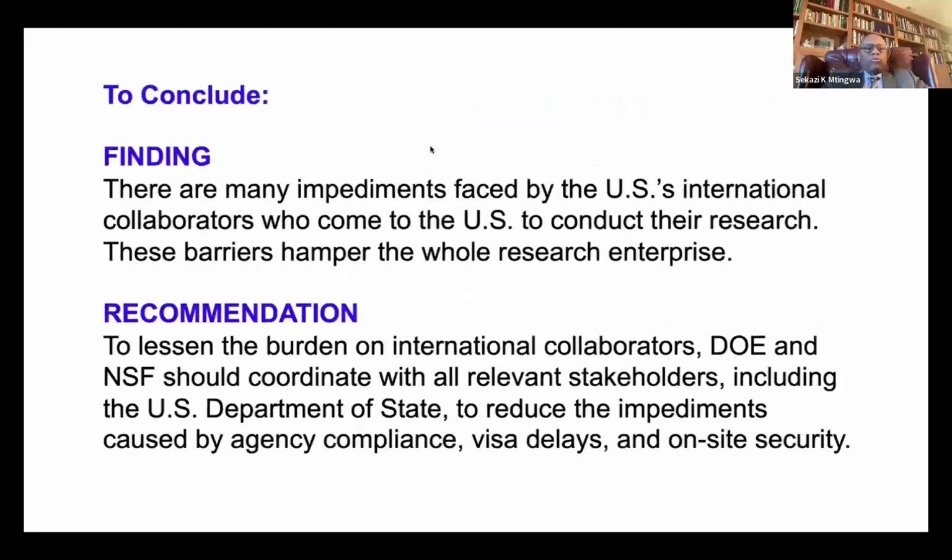And to conclude, there are many impediments faced by US international collaborators, and these barriers hamper the whole research enterprise. So one of our major recommendations is, in order to lessen the burden on international collaborators, the Department of Energy and the National Science Foundation should coordinate with all relevant stakeholders, including the US Department of State, to reduce the impediments caused by agency compliance, visa delays, and on-site security.